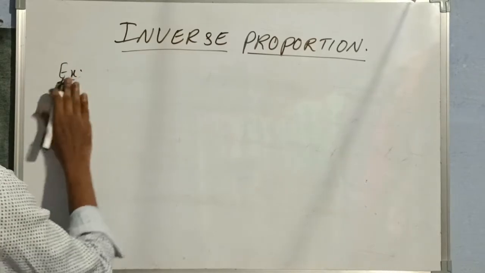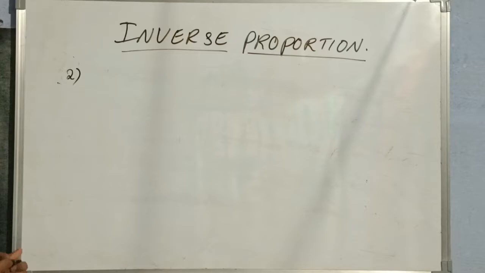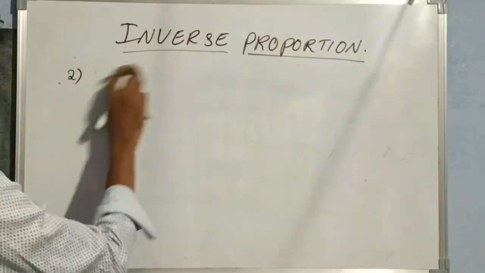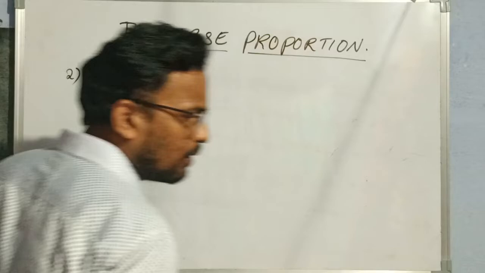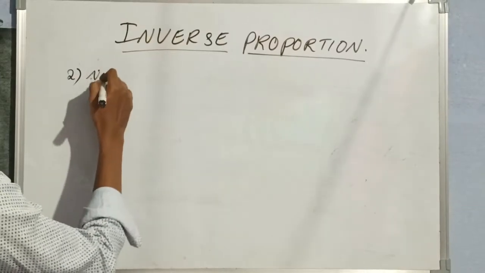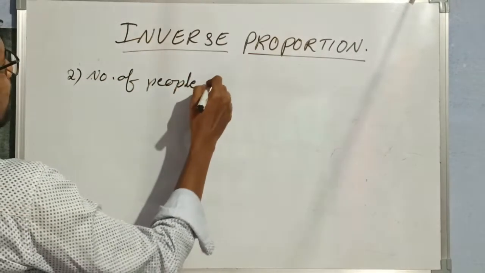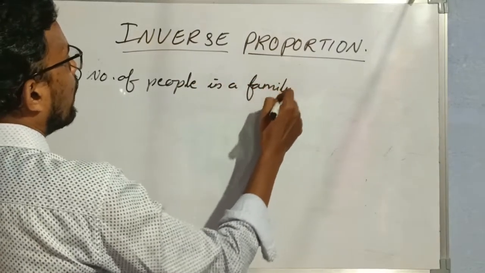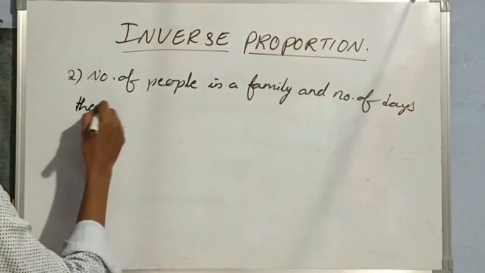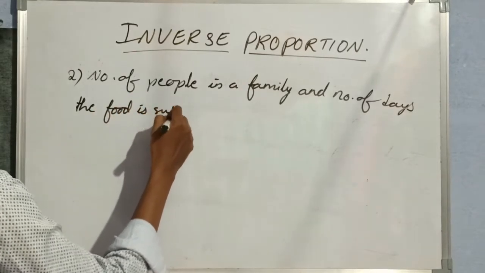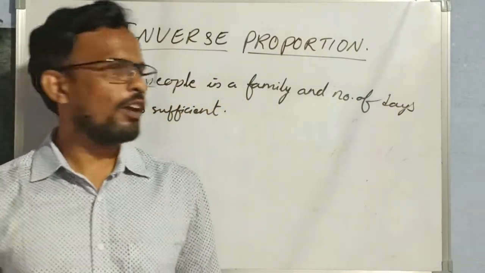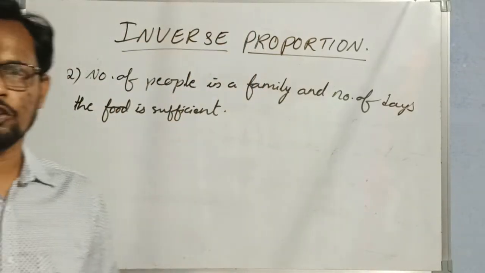So one more criterion where we are using inverse proportion is, see here, the number of people in a family and the number of days the food is sufficient. This is another criterion. Okay, the number of people in a family and the number of days the food is sufficient.